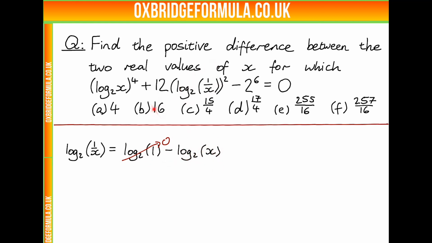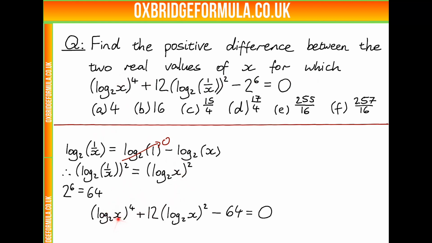But we can notice that in this expression, we are squaring this term. And minus 1 squared is just 1. So in fact, log to the base 2 of 1 over x squared is just equal to log to the base 2 of x squared. So we have log to the base 2 of x to the fourth power and log to the base 2 of x squared. What about this constant term here, 2 to the 6? Well, we can evaluate that as just being equal to 64. And therefore we can rewrite this equation as log to the base 2 of x to the fourth power plus 12 times log to the base 2 of x squared minus 64 equals 0.